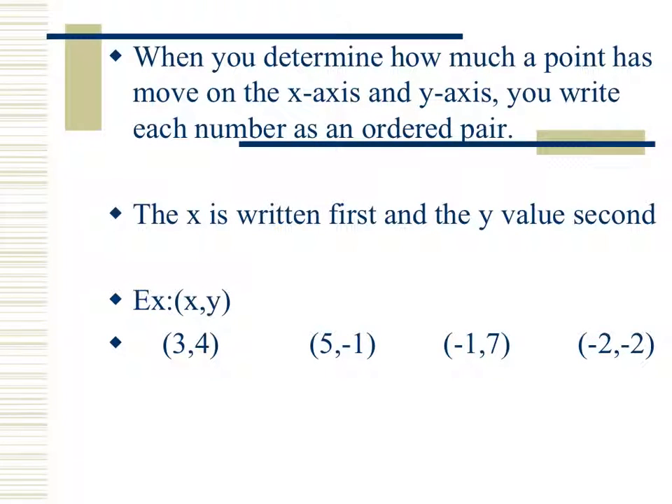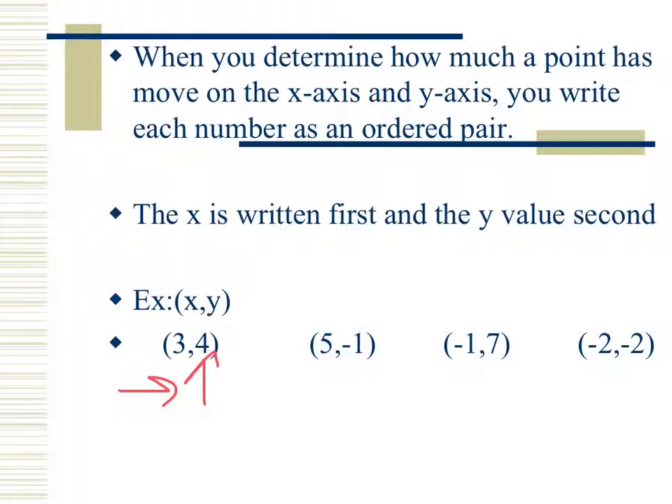Once you identify the left and right movement, or the up and down movement of each point, you can then write it as an ordered pair. The first number determines how much you're moving on the x-axis, left or right. The second number determines how much you're moving up or down. So if you look at our ordered pairs, the 3 is going to tell us to move to the right 3, and the 4 is going to tell you to move up 4.